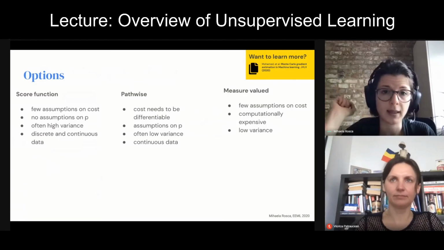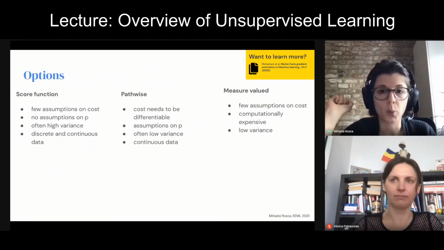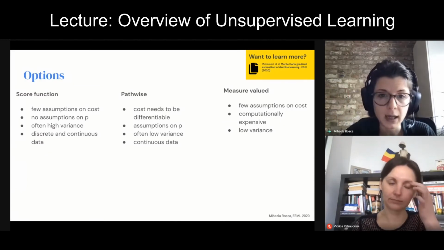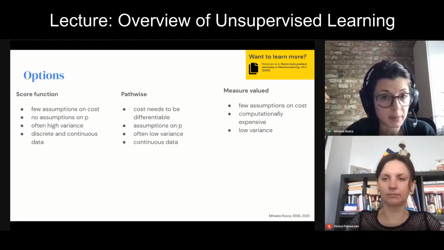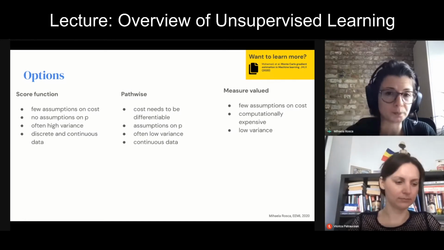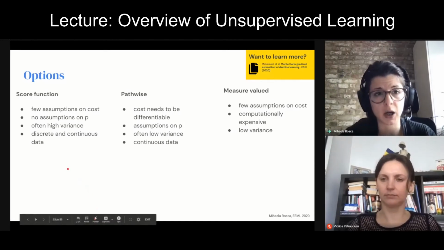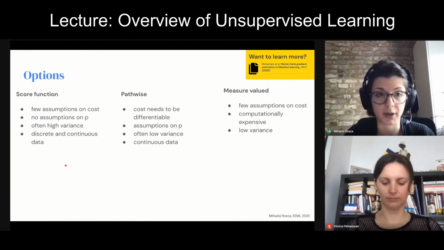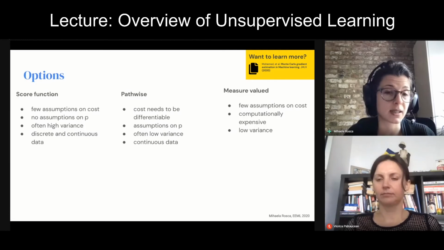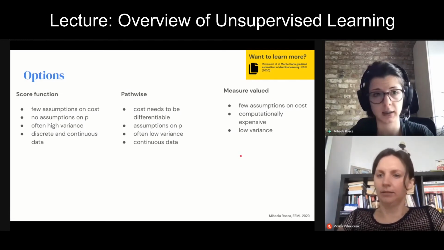We also have the pathwise estimator, which assumes that the cost has to be differentiable, and it makes more assumptions on P, but it's often better in practice because it's low variance. It need not be, but sometimes it is. The score function estimator, while it's very broadly applicable, can lead to unstable training because of its high variance properties. Another type of estimator is the measure valued estimator, which makes very few assumptions on the cost, but is computationally expensive. This is why it's not very used currently in machine learning.